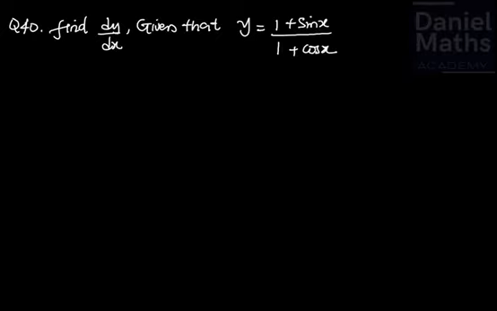Okay, so let's look at this next question. The question says find dy upon dx when y is equal to 1 plus sine x over 1 plus cos x. So what we do, we use the quotient rule. So here I'll just say using quotient rule.